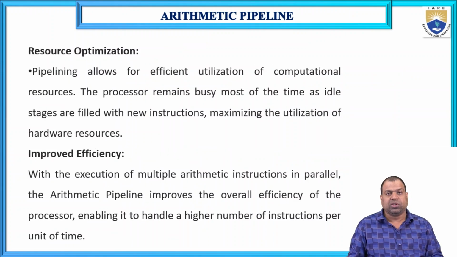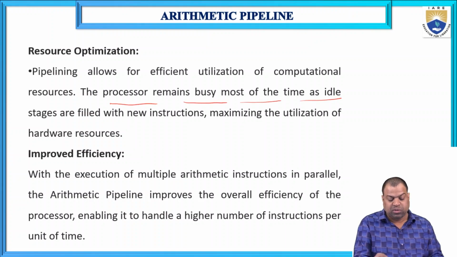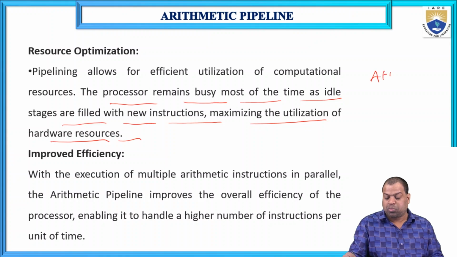And resource optimization. Pipelining allows for efficient utilization of computational resources. The processor remains busy most of the time, as idle stages are filled with new instructions, maximizing the utilization of hardware resources. So how are we utilizing the resources of the arithmetic pipeline? The computational resources like the processor remain busy most of the time, as idle stages are filled with new instructions, maximizing the utilization of hardware resources. So multiple operations should be performed. So how are we utilizing?